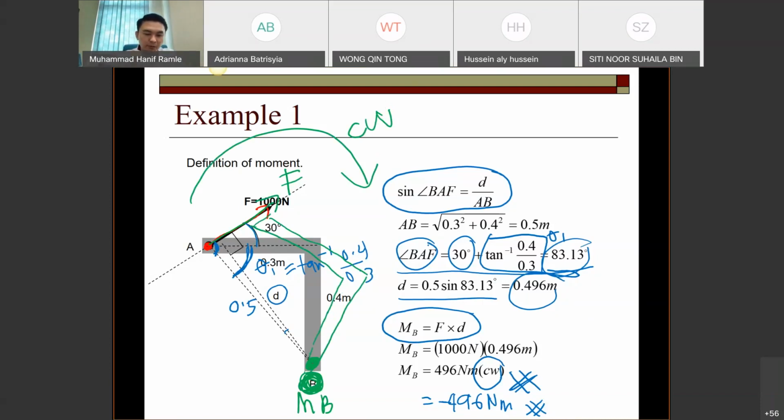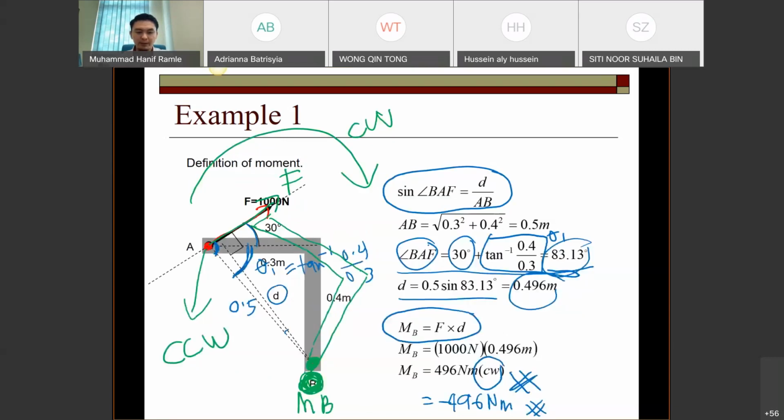If the force is acting like this, for example, the direction should be what? Yeah, correct. Anticlockwise, counterclockwise, CCW. Okay, great. So you will go through many exercises, then you will understand the sign, positive and negative, also the direction of the rotation.